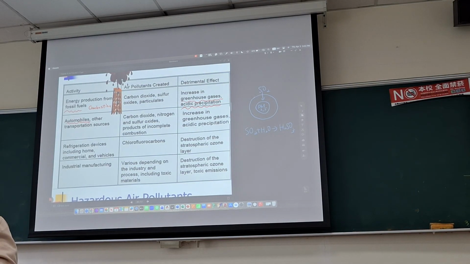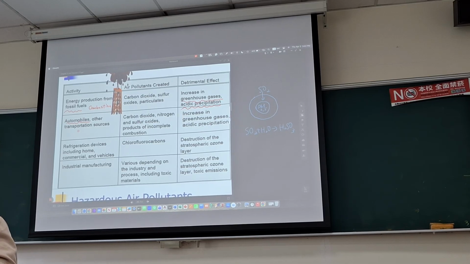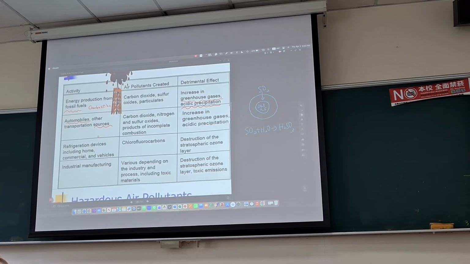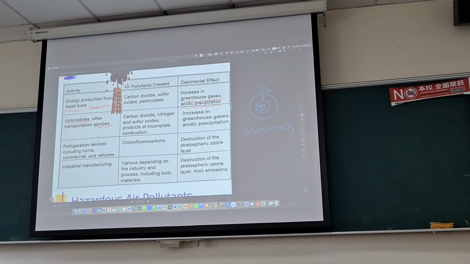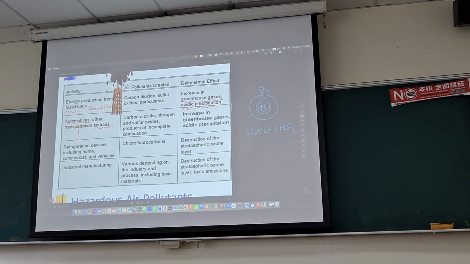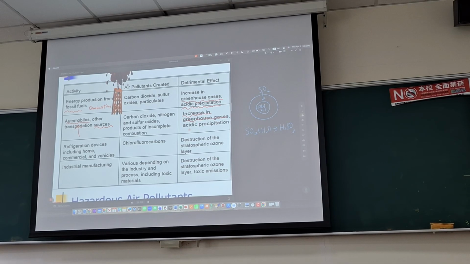Okay, so automobiles are also a pollution source. Although each car only emits a little bit, think about this: if there are lots of cars, those pollutants will accumulate into big pollution. We know that fossil fuel cars burn fossil fuel as well, so the effect will be increased greenhouse gases and acid rain.